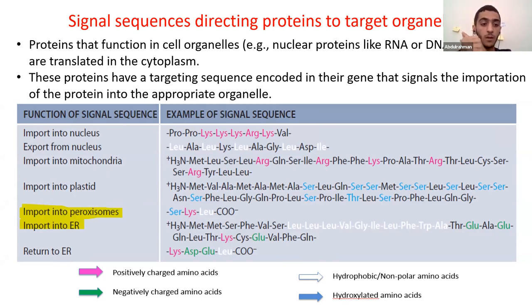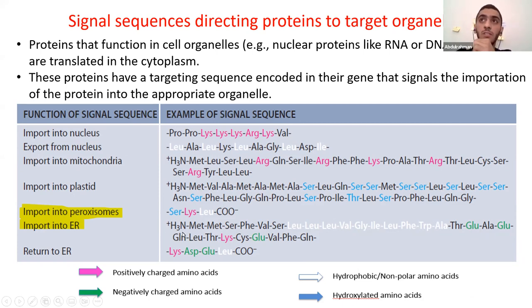It's good to know. But for the endoplasmic reticulum, which is really important, and a lot of questions would be about the sequence for the endoplasmic reticulum, it's at the N-terminal, at the beginning. There will be a sequence of hydrophobic amino acids, which is right here: leucine, valine, glycine, isoleucine, phenylalanine. It's basically a sequence of hydrophobic amino acids at the N-terminal.